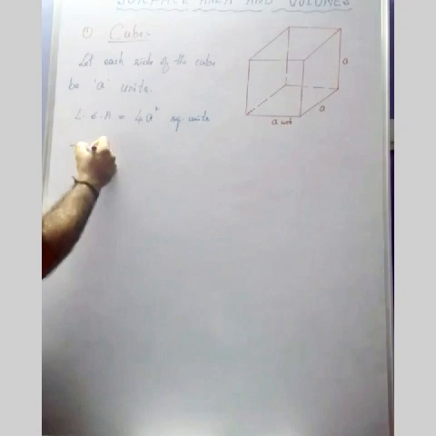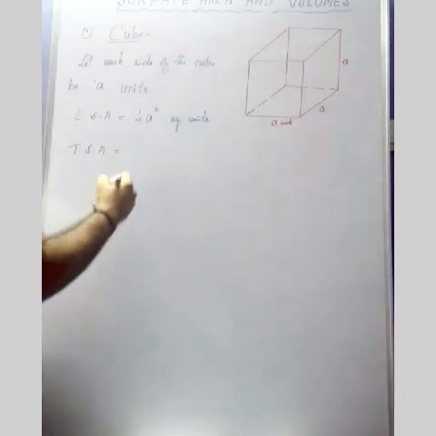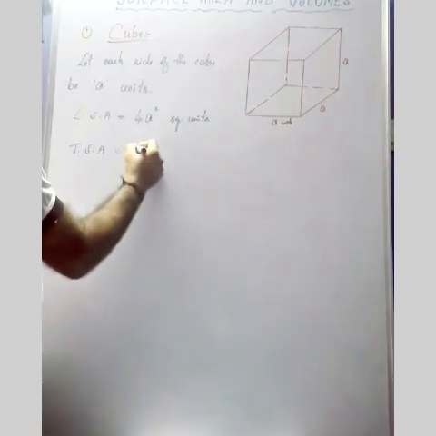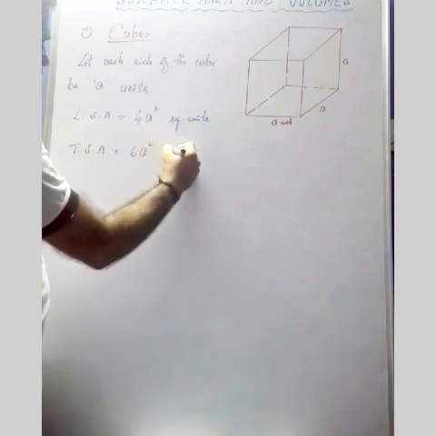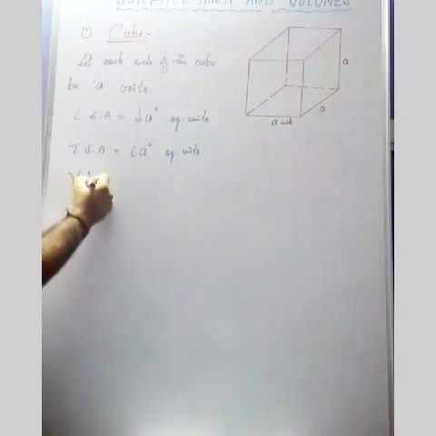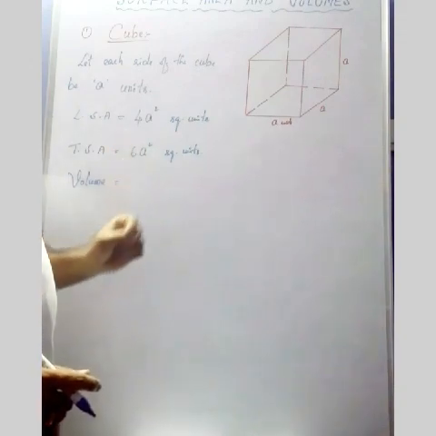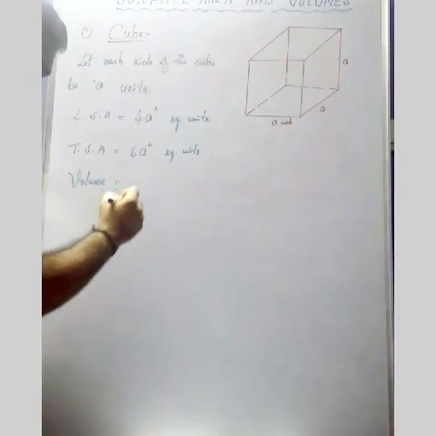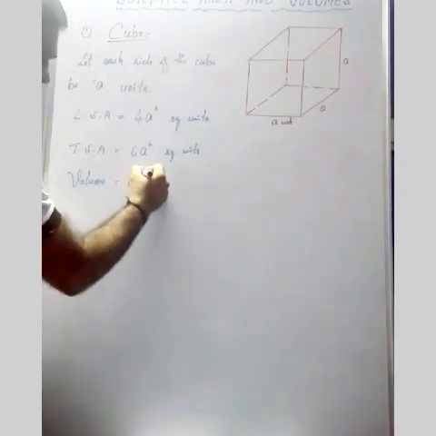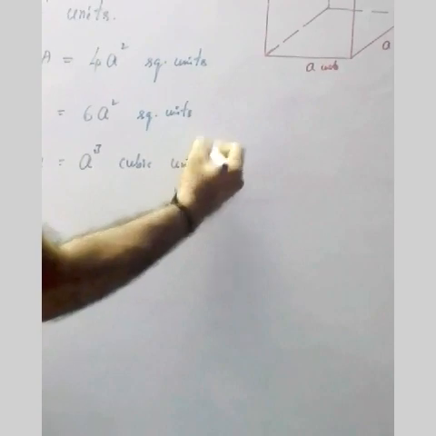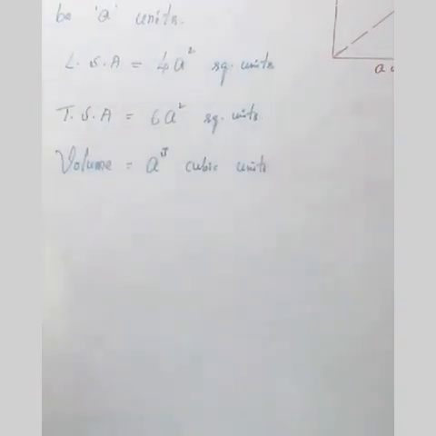Now, TSA of a cube equals lateral surface area of the cube plus top and bottom end, total 6 faces. So 6a square units. Now, volume of the cube. The volume depends upon length, breadth and height. Length is a unit, breadth is a unit, height also a unit. So a into a into a equals a cube, cubic units.